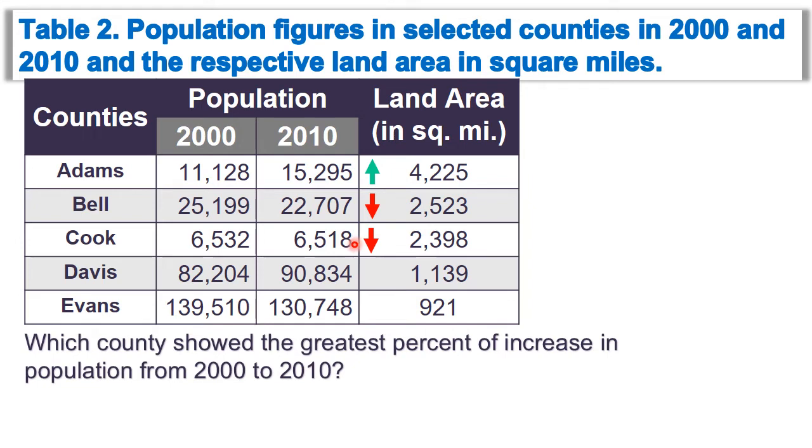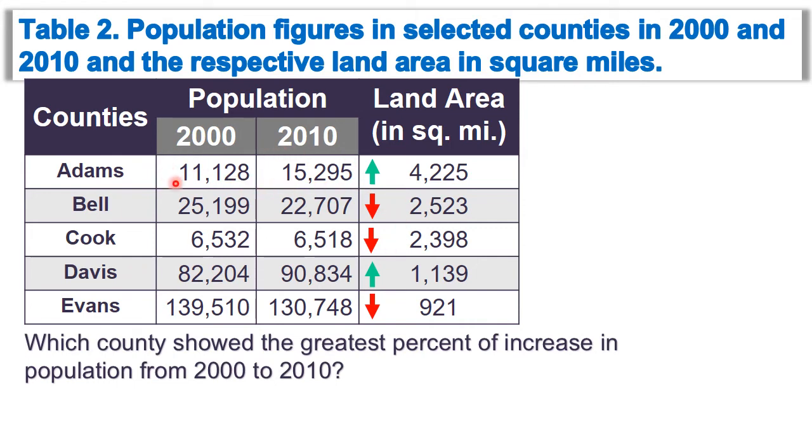had decreased. For the Davis County, from 82,204 going to 90,834, that means the population had increased. And on Evans County, from 139,510 going to 130,748, that means that the population had decreased. That means we have only 2 counties to consider. We have Adams and Davis.